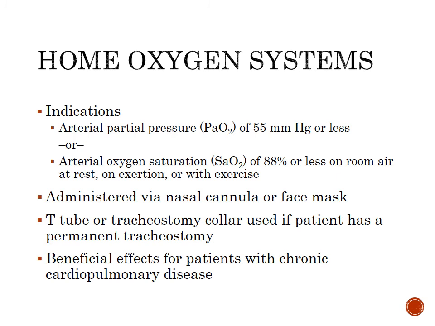You will have people that will go home on oxygen. Some of your COPD patients will require home O2. They have to qualify for this home O2. Many of these people will have to get an ABG on room air, usually after exercise, and they have to be at 88%, or if their arterial partial pressure, their PaO2, is 55 mm or less. Also, if they have a T-tube or tracheostomy, or any kind of chronic cardiopulmonary disease.